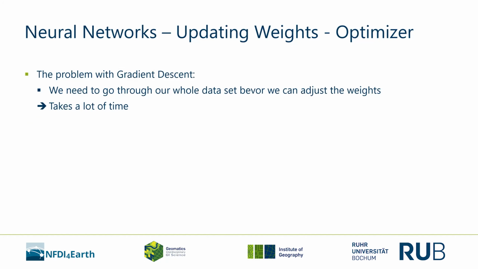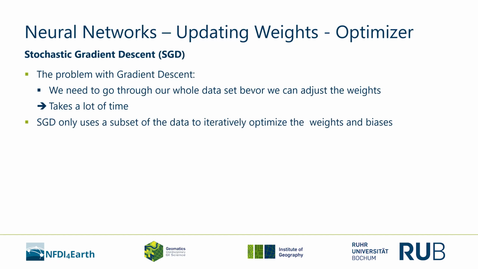The problem with gradient descent is that we need to pass all the data through our model before making a weight adjustment, and that takes a lot of time. To speed up model optimization, we can use stochastic gradient descent instead. In this approach, subsets of the training data are formed and the weights and biases are adjusted after each subset.